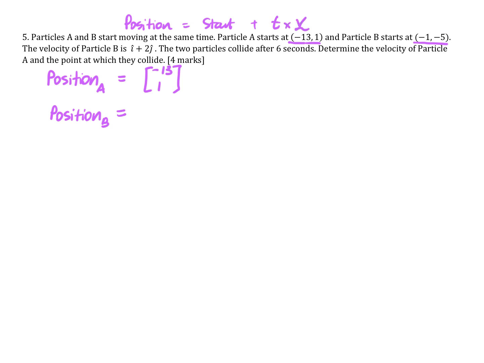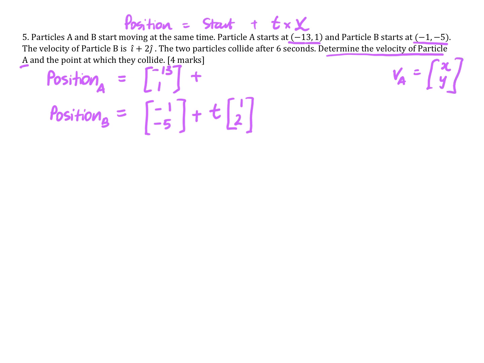So let's put that in straight away. Position of B is (-1, -5) plus, the velocity of particle B is i plus 2j, so it's t lots of (1, 2), like that. The two particles collide after 6 seconds. Determine the velocity of particle A. We don't know what the velocity of particle A is, so I'm going to say the velocity of particle A is equal to (x, y), something like that. So I can put that into my formula there.